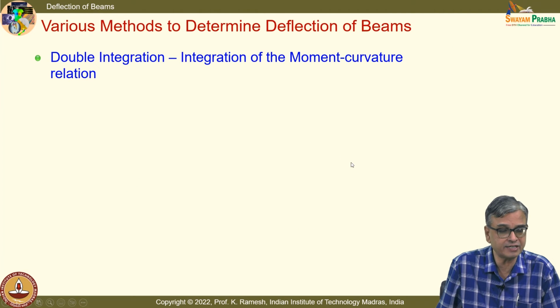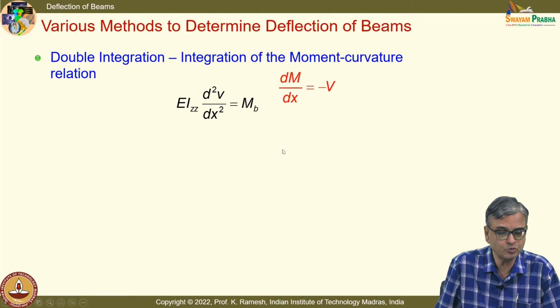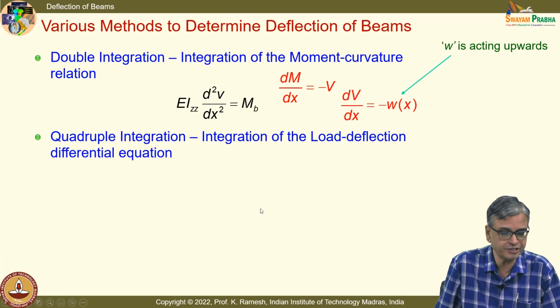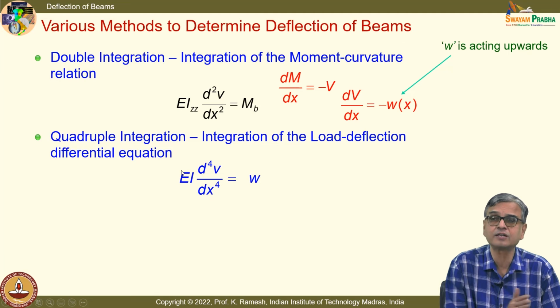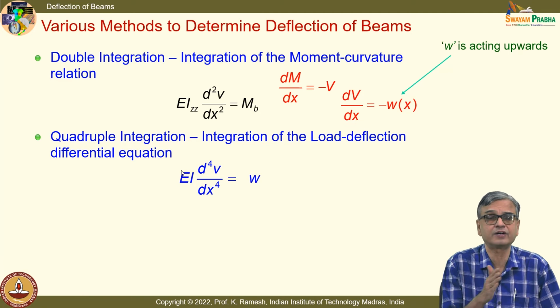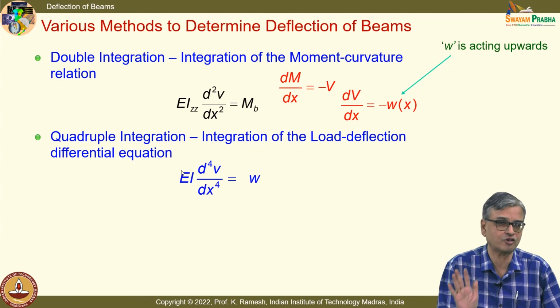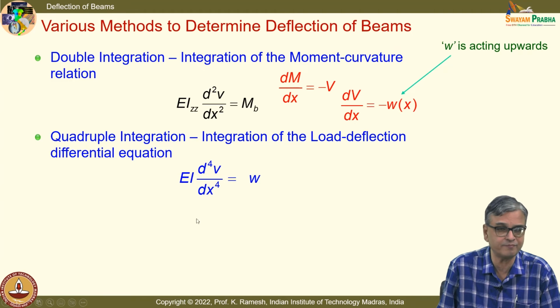And we have also looked at various methods to determine the deflection of beams. So, we have double integration EI_zz d squared v by dx squared equal to M_b. And if you use the interrelationship dM by dx equal to minus V, dV by dx equal to minus w, then I get quadruple integration, that is load deflection EI d power 4 v by dx power 4 equal to w. We have been able to take EI out because we are discussing a beam of constant material and constant cross section. Otherwise, EI would be inside, d squared by dx squared will be there. That way also you can analyze.